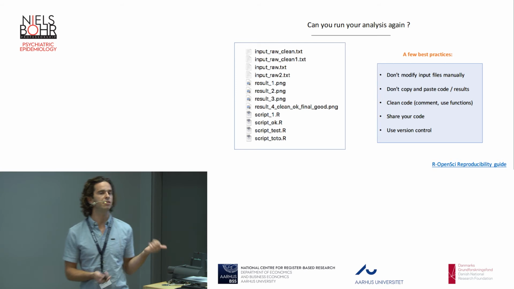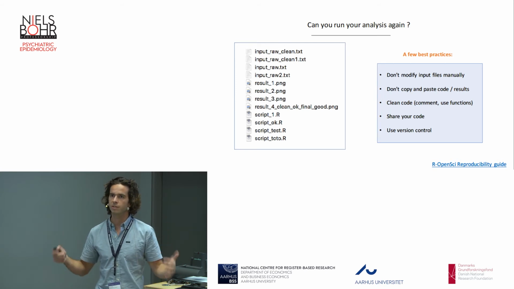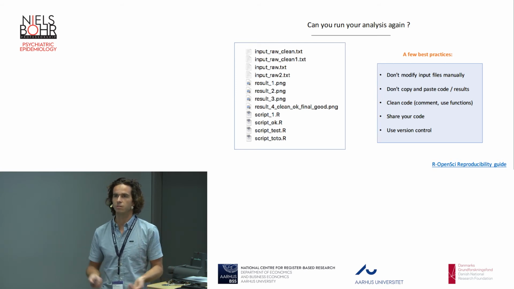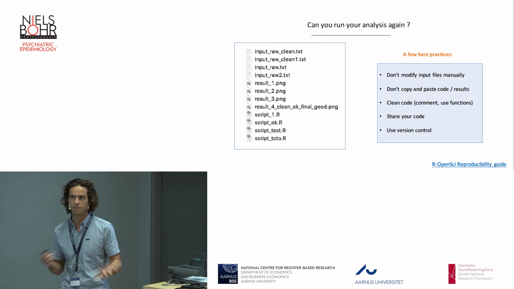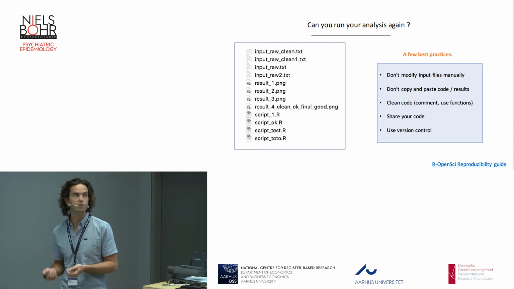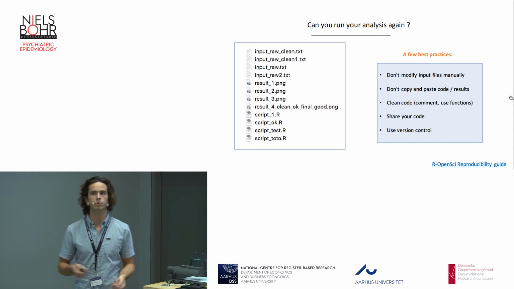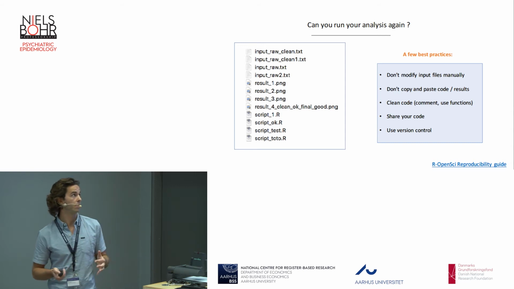Or maybe you have an intern working for you, doing a very good job during 6 months, and then he leaves, and you just realize that you're not able to do what he's done. So it's just like 6 months lost. So having a reproducible pipeline will help you avoid that kind of situation.